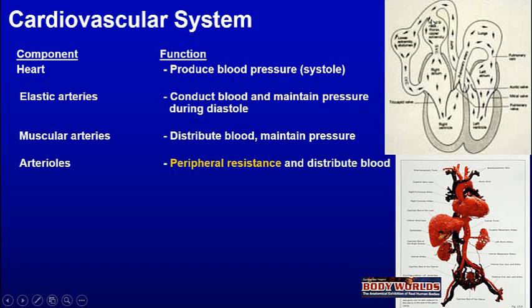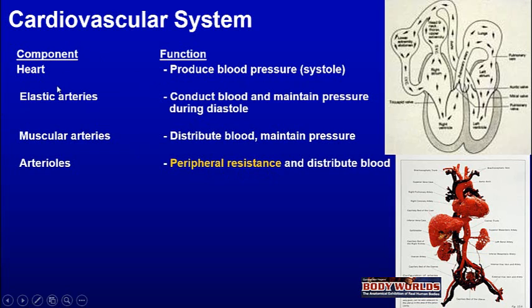Then there are muscular arteries, and they distribute blood and maintain pressure. And then we have arterioles, and they're responsible for peripheral resistance. They resist the pressure. So contraction of smooth muscle in blood vessels reduces the caliber and reduces the rate of flow. The arterioles resist the rate of flow such that no longer is there a pulse.